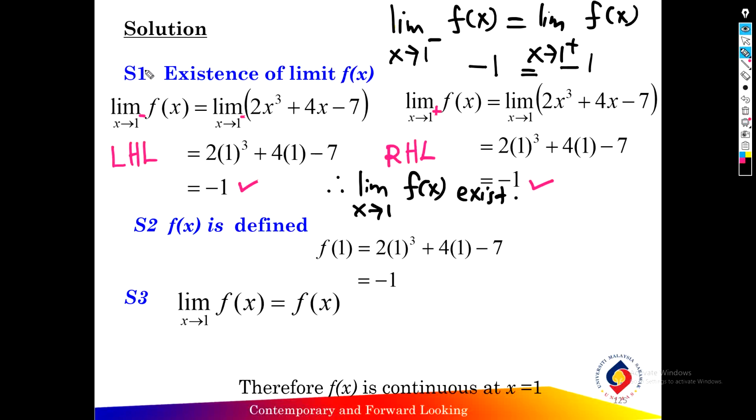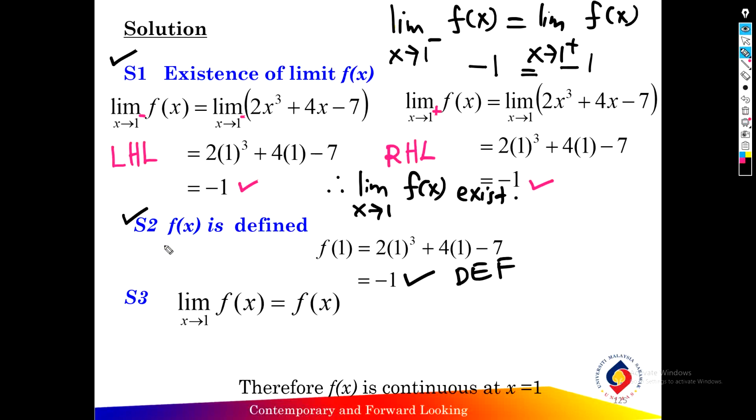Okay, step 1, find the limit of f(x). Step 2, find f(1), where f(x) is defined at x equals 1. So you substitute the value into the function and it equals negative 1. So f(1) is defined and equals negative 1.